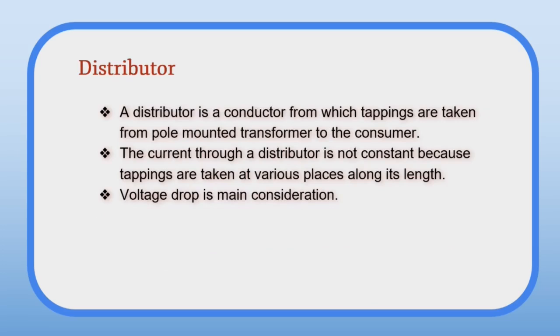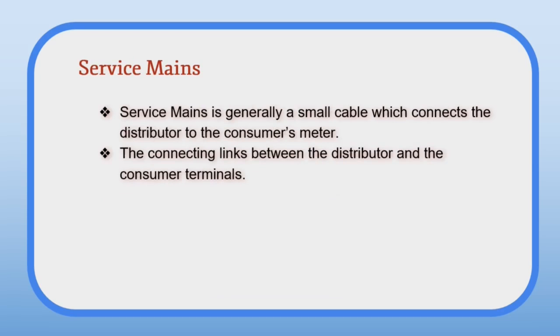Now distributor. A distributor is a conductor which is taken from the pole mounted transformer to the consumer. The current through a distributor is not constant because tappings are taken at various places along its length. While designing a distributor, voltage drop is the main consideration. Now service main. A service main is generally a small cable which connects the distributor to the consumer's meter. It is the connecting link between the distributor and the consumer terminal.